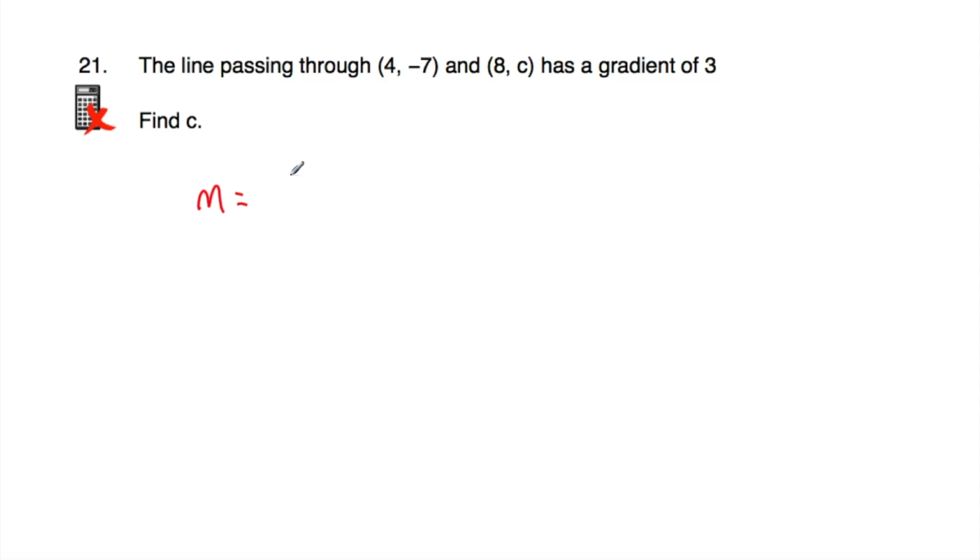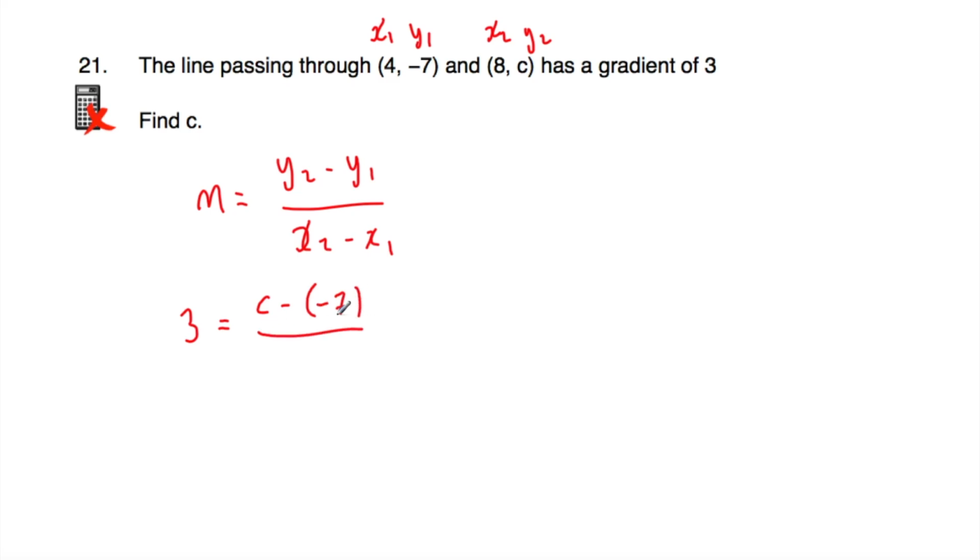So m, the gradient, is equal to y2 minus y1 over x2 minus x1. Let's just label the points. The first point will be x1, y1, and the second point will be x2, y2. Okay, so we've labelled them. Now let's substitute those into our formula. m is the gradient, and we're told the gradient's equal to 3. So I'm just going to write 3 there. And that's equal to y2, that's c, minus y1, that's minus 7, and that's all over x2, which is 8, subtract x1, which is 4. So we've substituted in the values. Now we just need to solve this and figure out what c is going to be.